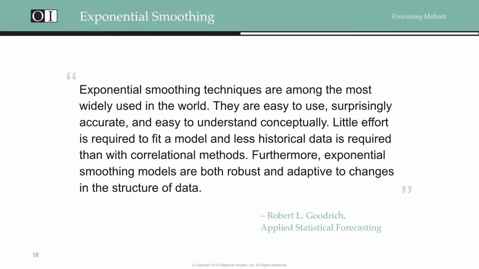So what he's really saying is that exponential smoothing models just have so many advantages that they're typically the go-to trending method.